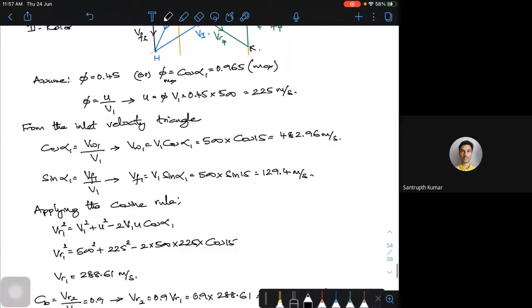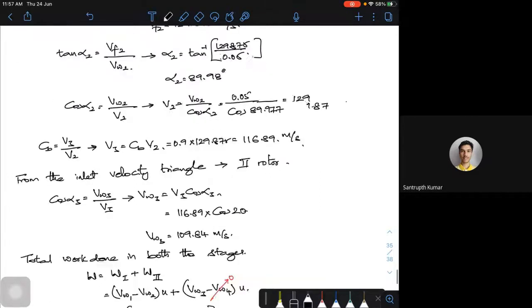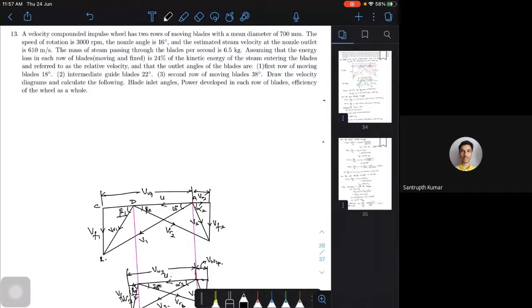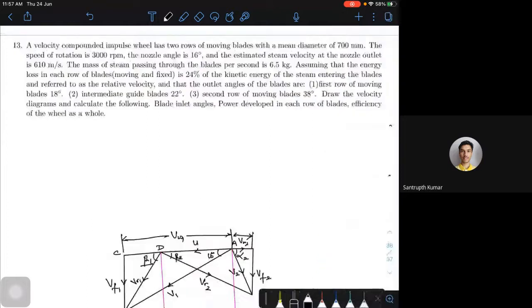Then do the same exercise graphically. You doing graphically also, you can try. I'm going to upload the problem numerical sheet actually. What you try to do is, there is one problem number 13, very similar to your problem 12. So you can try this problem also.